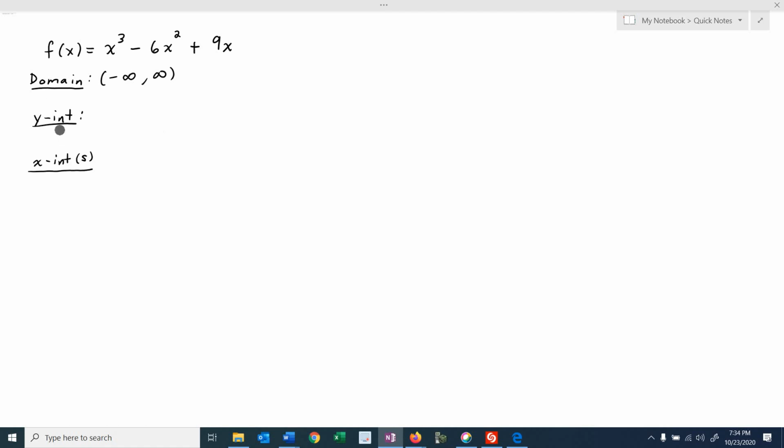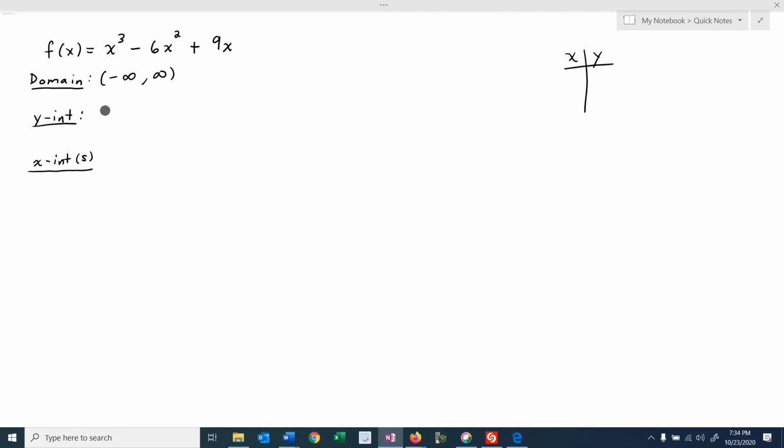Okay, so we're still going to create a t-chart, like I said. And we're still going to plot a bunch of ordered pairs to help us graph the function. We're going to be very smart about which points we pick. We're going to pick points that we think of as being important. The intercepts are also certainly important points. So let's go ahead and find the y-intercept and the x-intercepts.